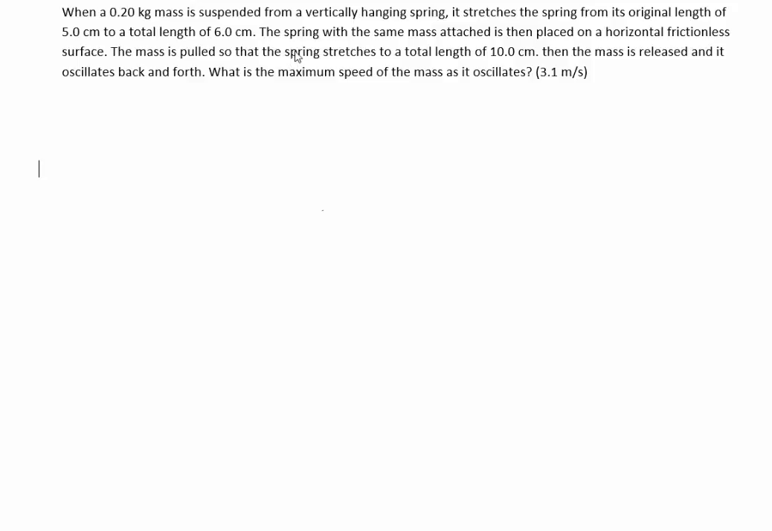All right, so the problem says when a 0.2 kilogram mass is suspended from a vertically hanging spring, it stretches from its original length of 5 centimeters to a total length of 6 centimeters. The spring with the same mass attached is then placed on a horizontal frictionless surface. The mass is pulled so that the spring stretches to a total length of 10 centimeters. Then the mass is released and it oscillates back and forth. What is the maximum speed of the mass as it oscillates?